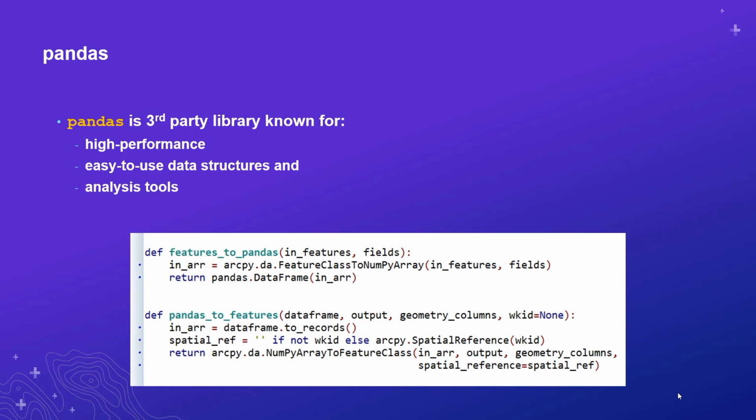On this slide, we have two functions, one to import and one to export a feature class to a NumPy array. There's actually a built-in function in the ArcGIS API which does this already. So have a look at that library if you want to get data into a Pandas data frame.